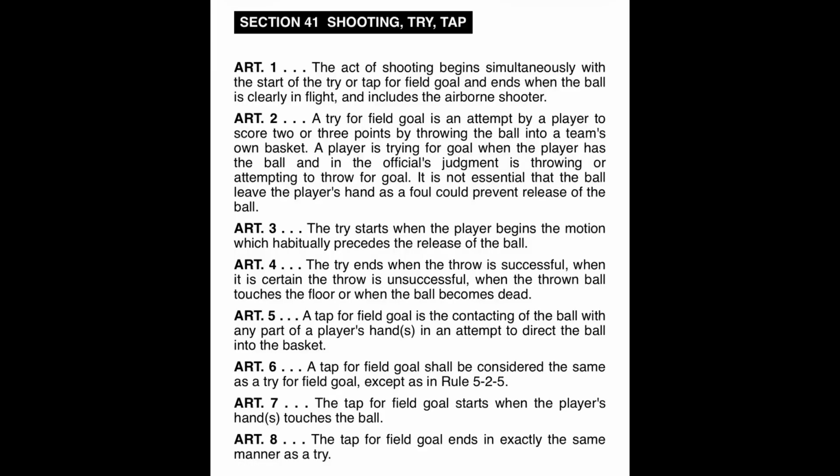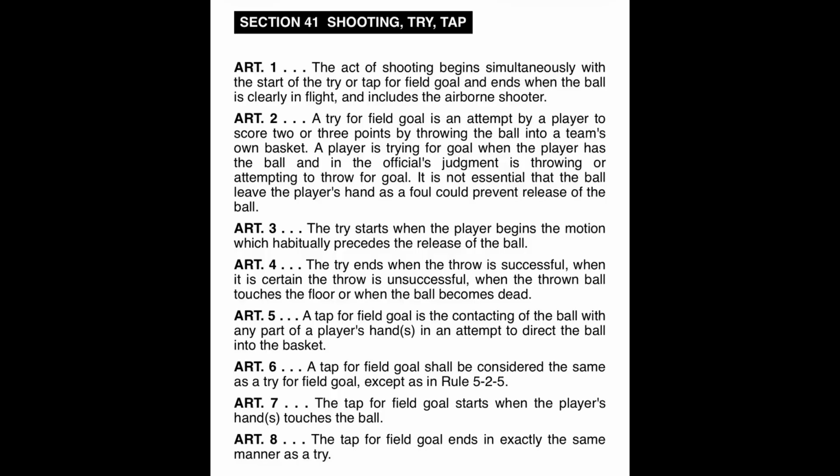Let's revisit our shooting tap try rule from the National Federation High School Basketball Rulebook. Rule 4-41, shooting try tap. The act of shooting begins simultaneously with the start of the try or tap for field goal and ends when the ball is clearly in flight and includes the airborne shooter. Some of this sounds like it comes from the continuous motion rule.